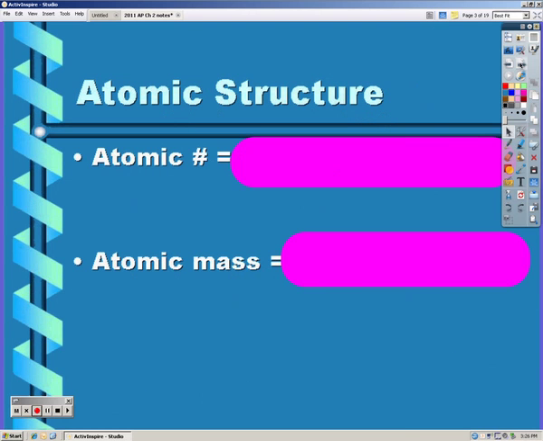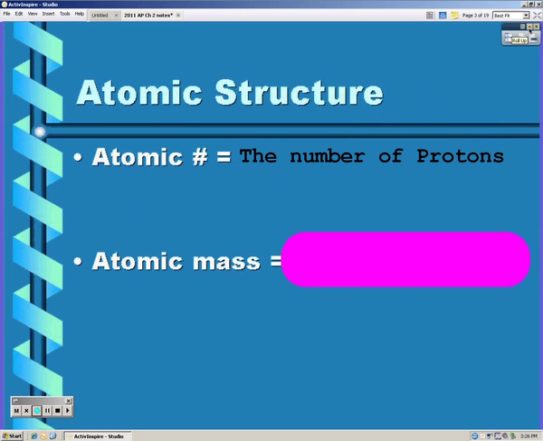The atomic number, which is the top number, represents the number of protons in an element, while the mass number is the number of protons and neutrons.